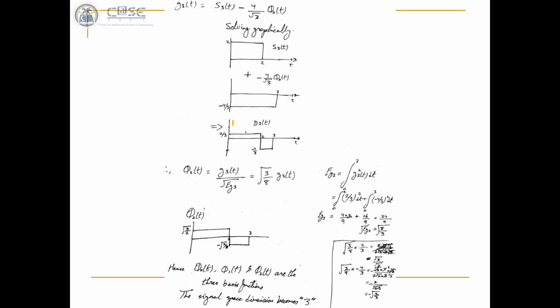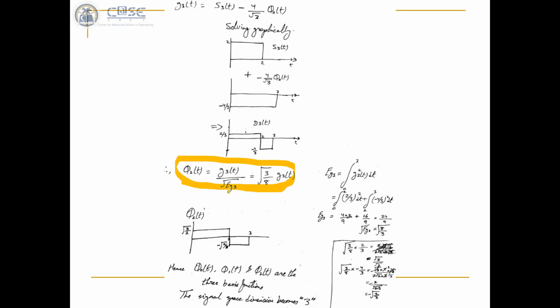Now this result is non-zero, right? So this means we can have a new basis function out of this process. So phi2 of t is the square root of 3 over 8 times g3 of t, and this is your basis function, the final basis function, right?